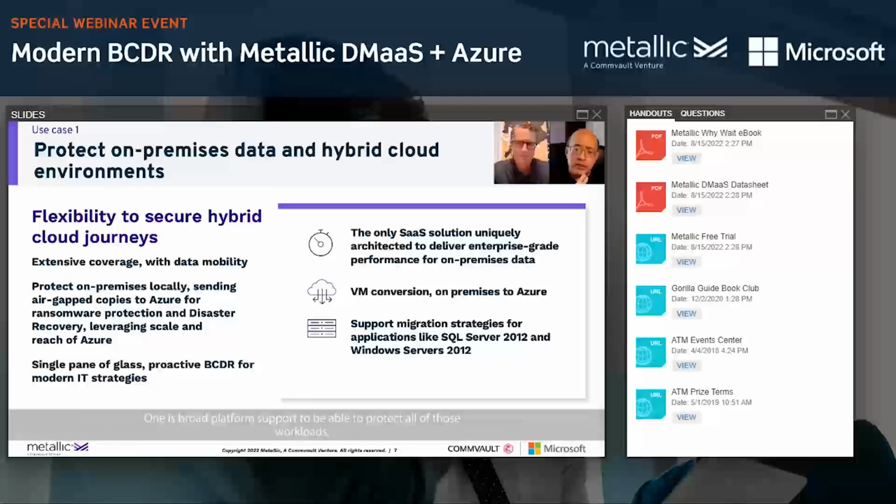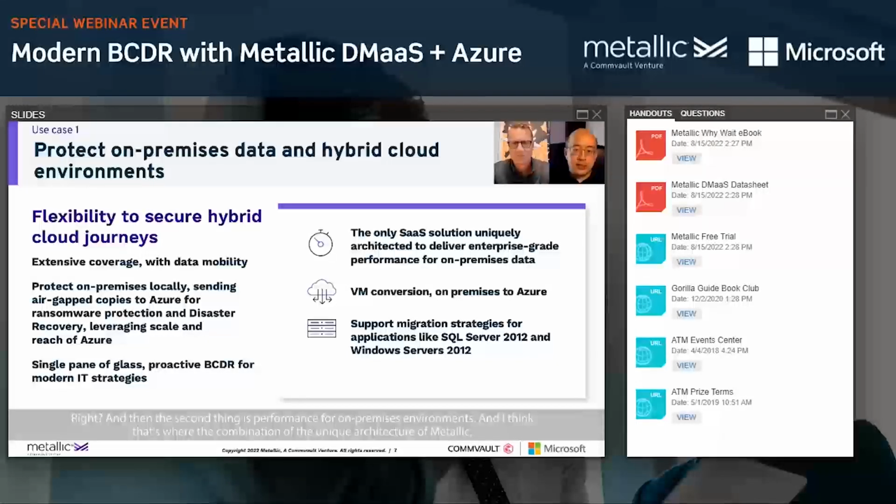super critical. One is broad platform support to be able to protect all of those workloads, because my goodness, the mix of workloads and environments that we see adopted by particularly enterprise customers is extremely varied. And it's not just different applications, but versions of applications. Many times there are older versions of apps that they just can't move off of. And that support is so important to our customers. And that's one of the things that we pride ourselves on in Metallic, is that broad support.